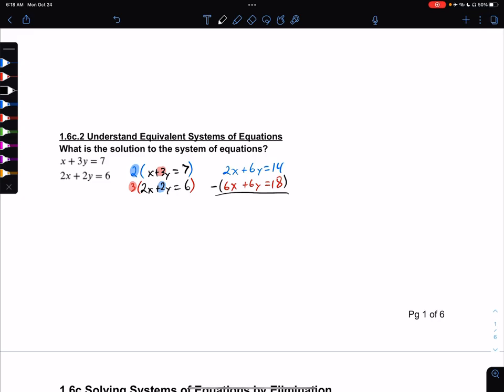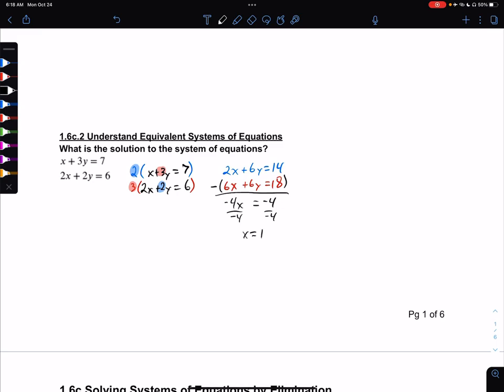You're going to subtract because the 6's are the same sign. These are the same, so we subtract. 2x minus 6x gives us negative 4x. 6y minus 6y is eliminated, and 14 minus 18 is negative 4. Divide both sides by negative 4, and x is equal to 1.